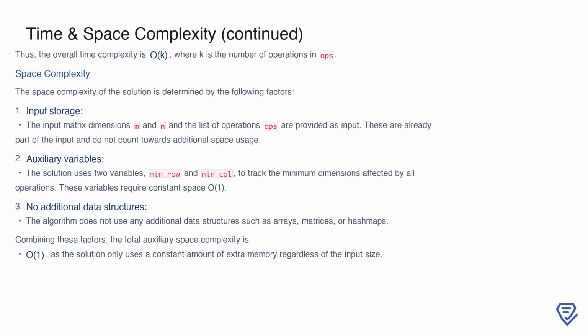The solution uses 2 auxiliary variables, min_row and min_col, to track the minimum dimensions affected by the operations. These are simple scalar variables and require constant space, or O(1). Importantly, the algorithm does not allocate any additional data structures such as arrays or matrices. Therefore, the total auxiliary space complexity is O(1), as the memory usage remains constant regardless of the input size.